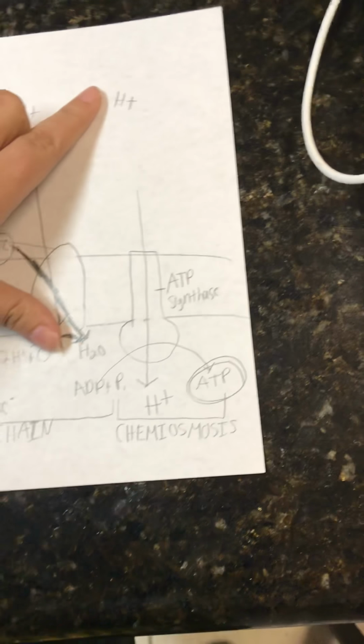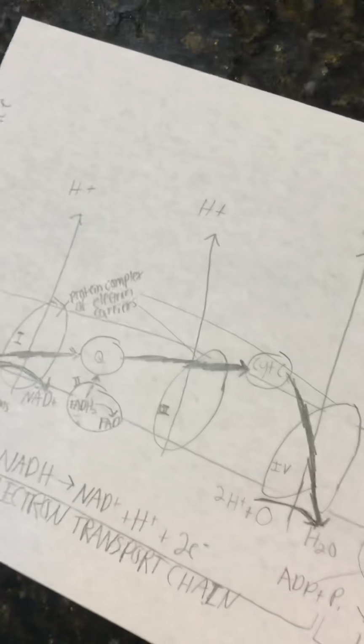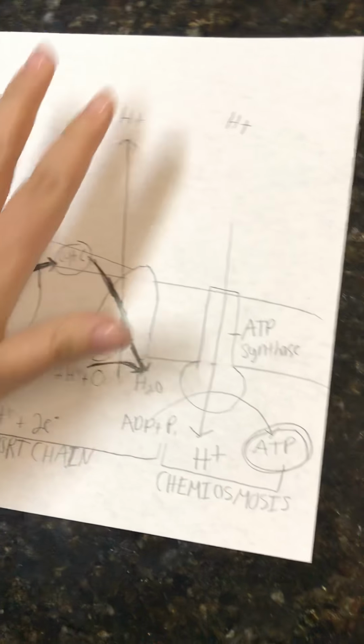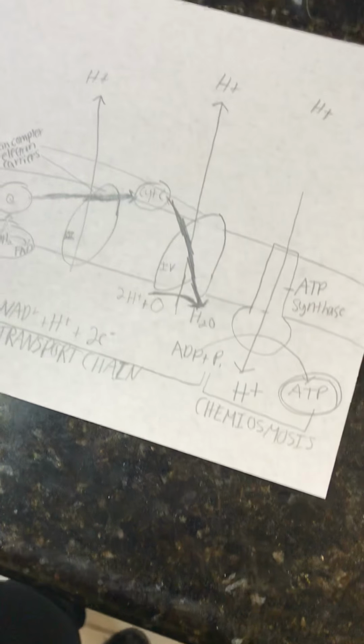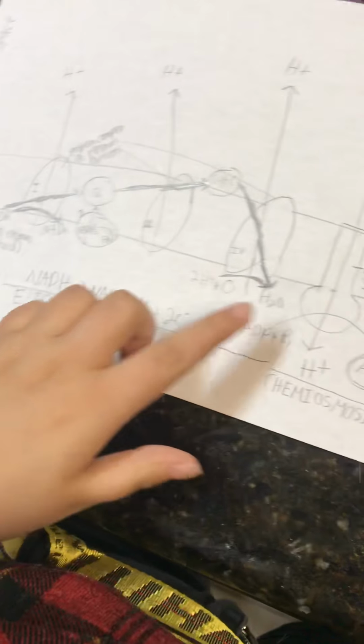The hydrogen protons want to come back into the inner mitochondrial membrane, so the only way they can go is through the ATP synthase. And whenever they go down, this is the process called chemiosmosis. So this is the second part of the oxidative phosphorylation process. The first one was the electron transport chain, which is where the electrons move through.